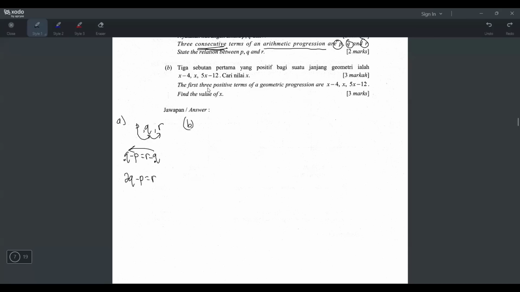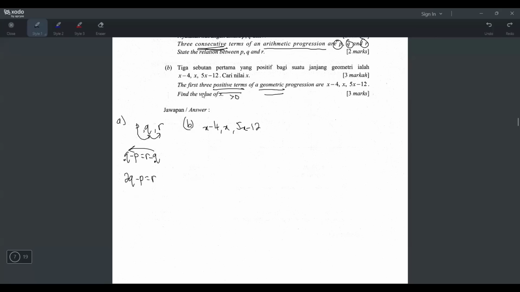Okay, B. The first three positive terms of a geometric progression are x minus 4, x, 5x minus 12. They already said the first three positive, so later x will be bigger than 0. And they said geometric, it means the common ratio should be the same. From here to here, if you times something, from here to here you have to times the same number. Okay, because it's a geometric progression, right?